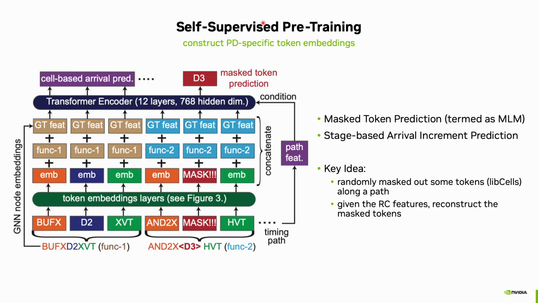This is achieved by randomly masking out a token and having the model reconstruct it. As shown in the figure, at the second library cell, the drive strength token, B3, is replaced by a mask token, and the model will try to leverage the information it has to reconstruct it at the output. In experiments, we find this MLM task very effective to let the model understand the timing context, because the model is given enough hints to really understand the timing path information to reconstruct these mask tokens.